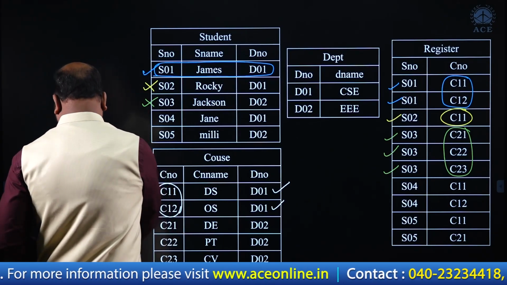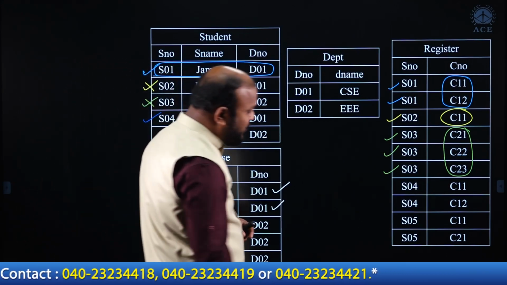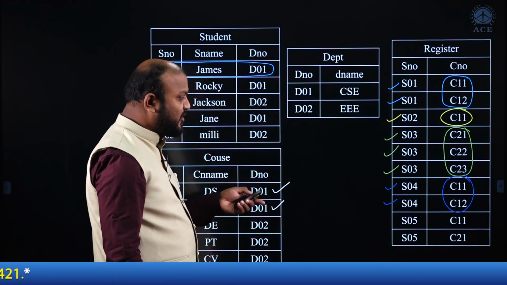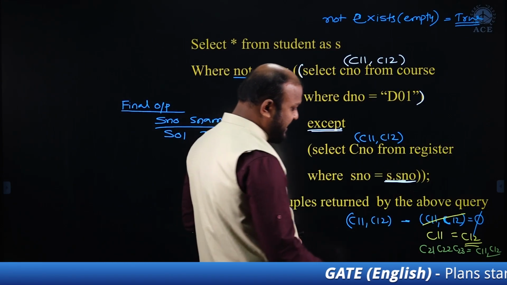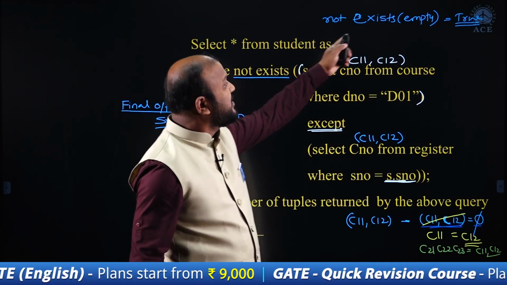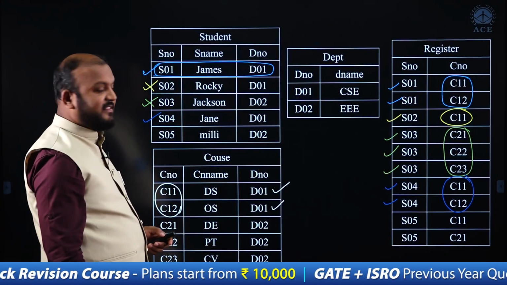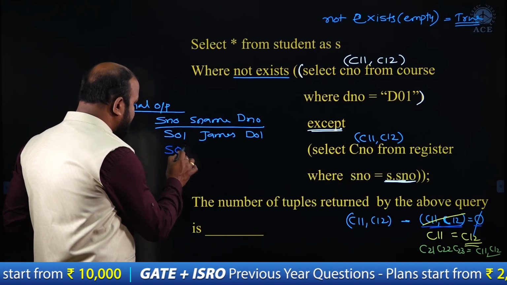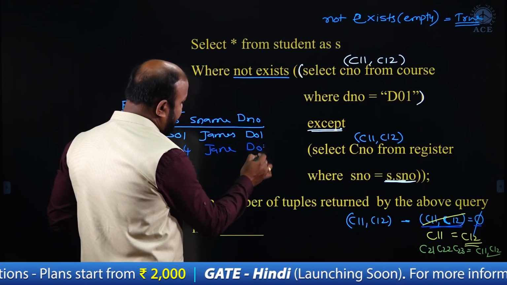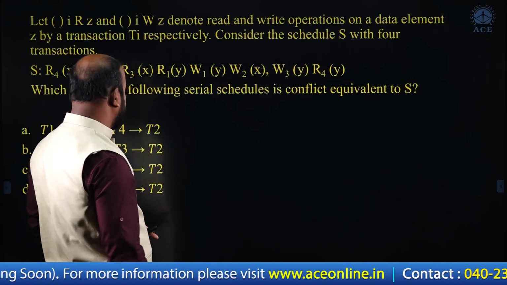Next, check for the next instance. Here in the next instance, S04. S04 enrolled in what courses? Here C11 and C12. Now, C11 and C12 are enrolled by S04. So, what is the output of the second instance? C11 and C12, so it is going to give you the empty set. Not exists on an empty set returns true, so you can see S04 Jane D01 in the output. And we have to continue this process even for the last row.